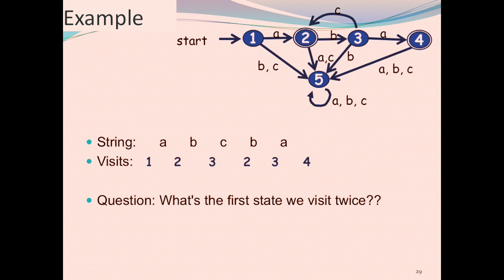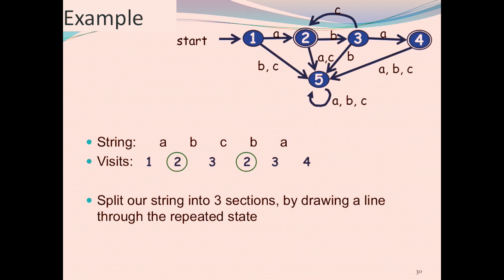So here's my question, and it's actually not too hard to answer. What's the first state that we visit twice? If you just look at the visits, the first state we visit is 1, then we visit 2, then we visit 3. Oh, look, 2, that's a repeat. So, 2. Now what I'm going to do is split my string into 3 pieces by drawing a line through the repeated state. So I'm just going to draw a line through the 2's.